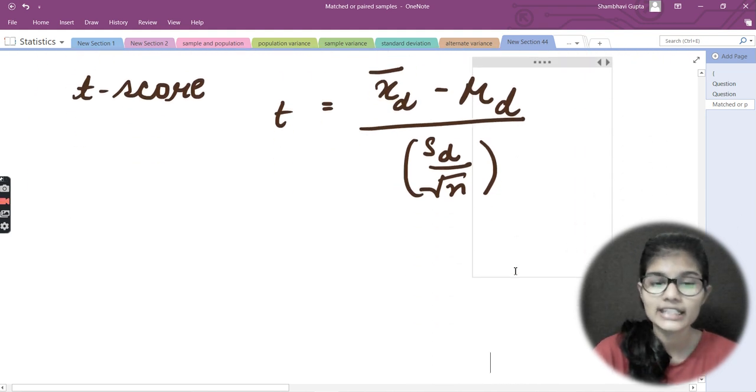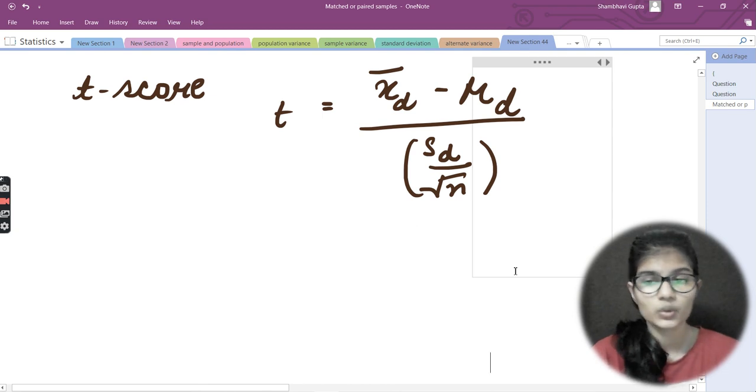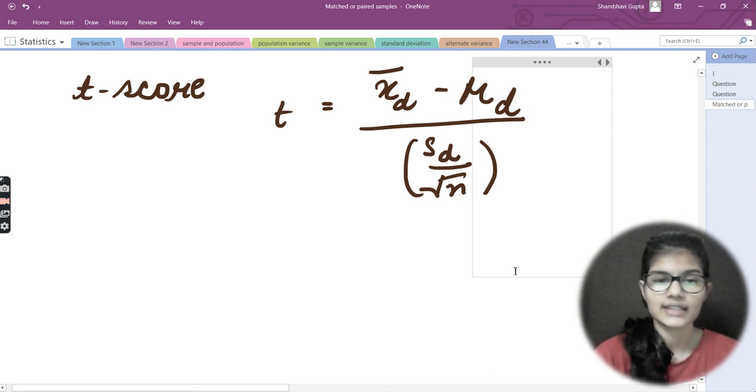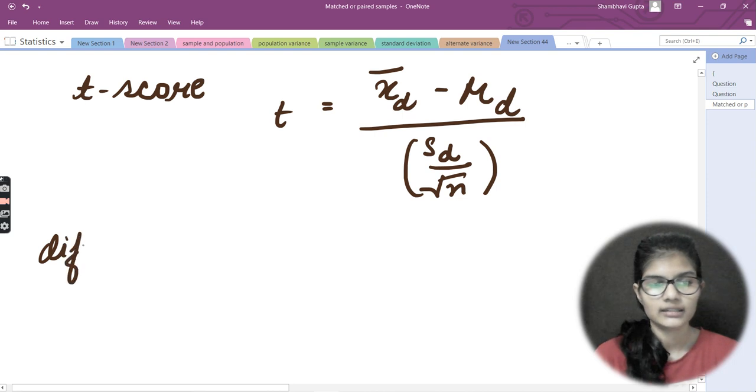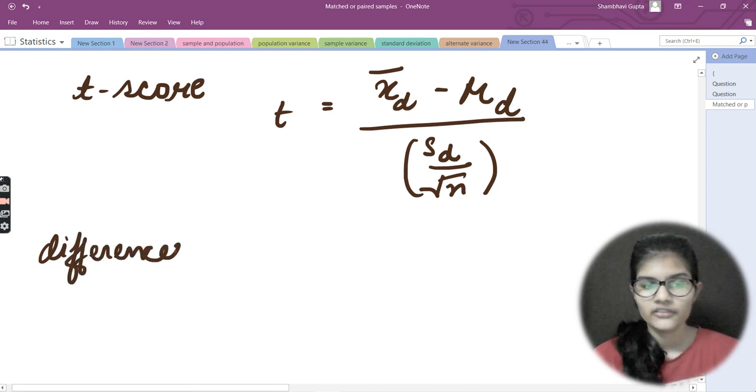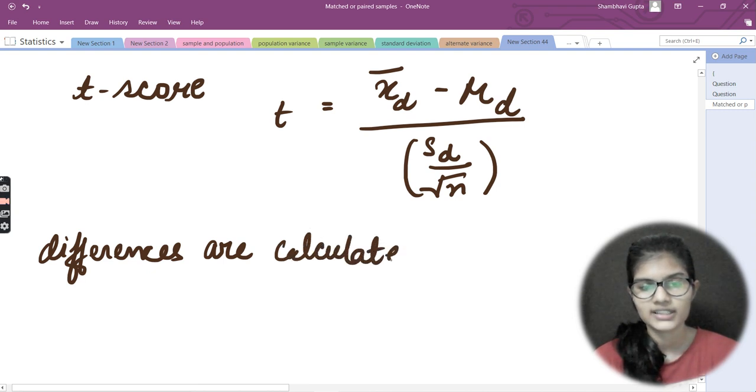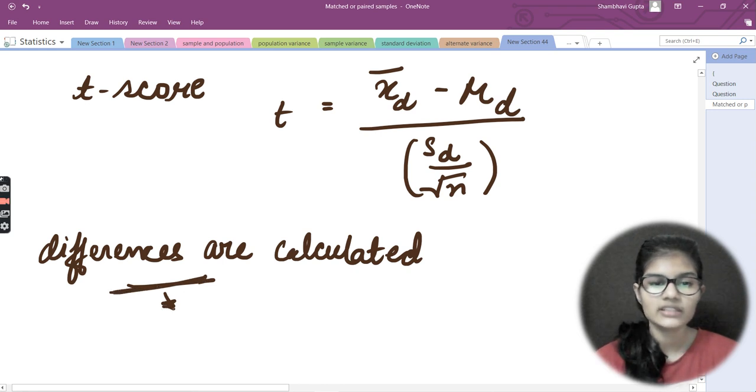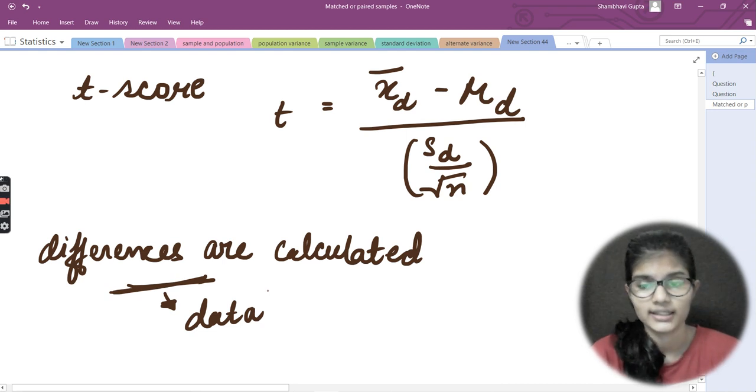Now, what about the t-score? First of all, I told you some things orally. Let me repeat that here as well. In a hypothesis test for matched or paired samples, subjects are matched in pairs and the differences are calculated. Let me put here that the differences are calculated. And what are these differences? The differences we get are our data, right?